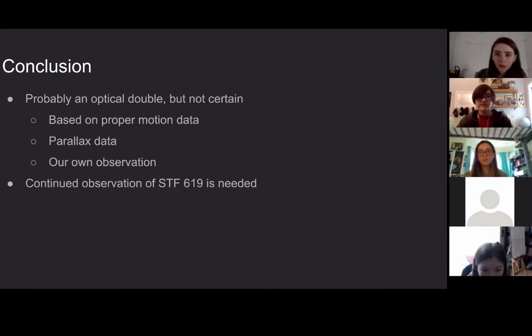However, we tried to make it clear that there is still a lot of uncertainty. Although our measurement fits the ephemeris more closely than the rectilinear solution, the linear prediction better fits the trend line of the historical observations. Meanwhile, the proper motion data is ambiguous, although it does tend toward confirming our conclusion. The parallax data likewise suggests that STF-619 is an optical double. If STF-619 continues to be observed over the coming century, it should become clear with a high degree of certainty whether these stars are gravitationally bound.